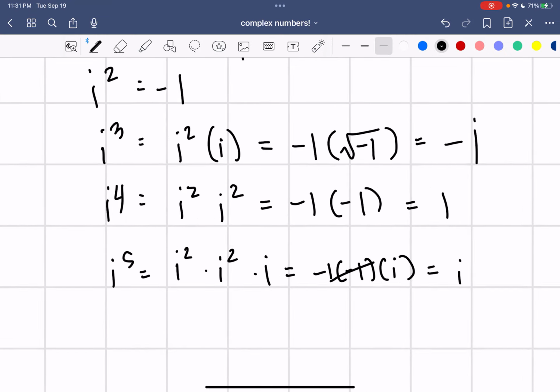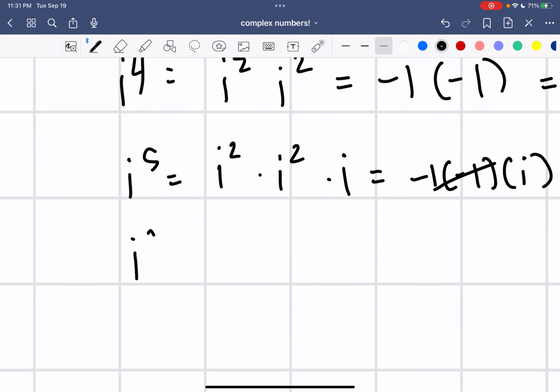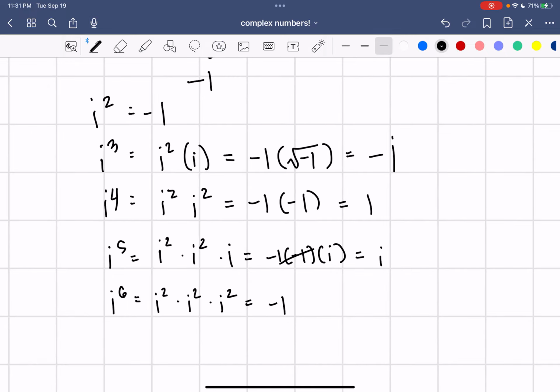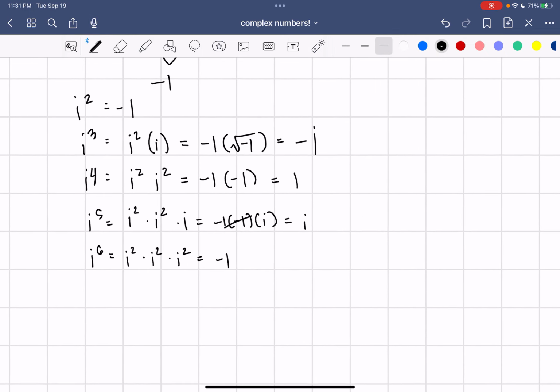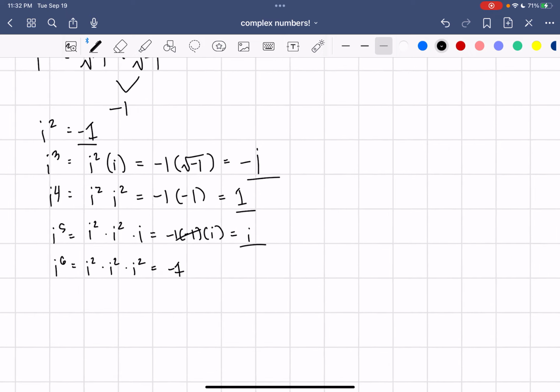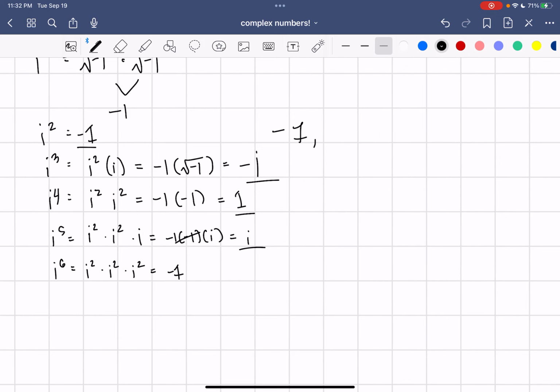And then I to the sixth would be I squared times I squared times I squared, which is just -1. And it goes in the cycle over and over again. Let me write it out. And then it repeats the process. So -1, -I, 1, I.